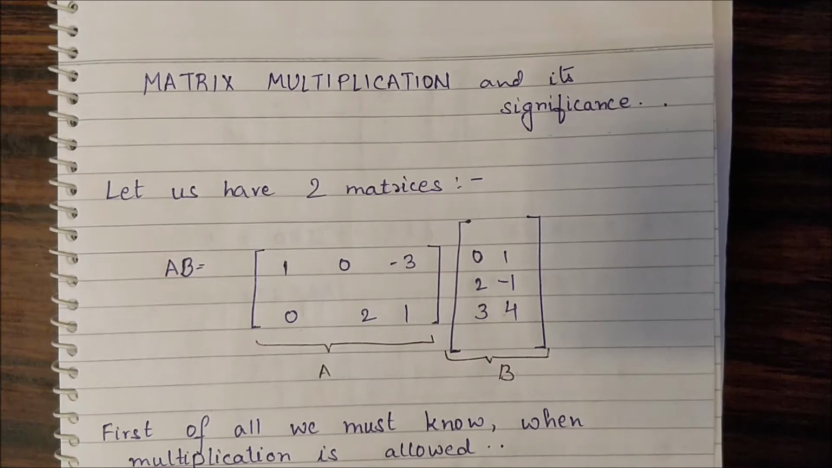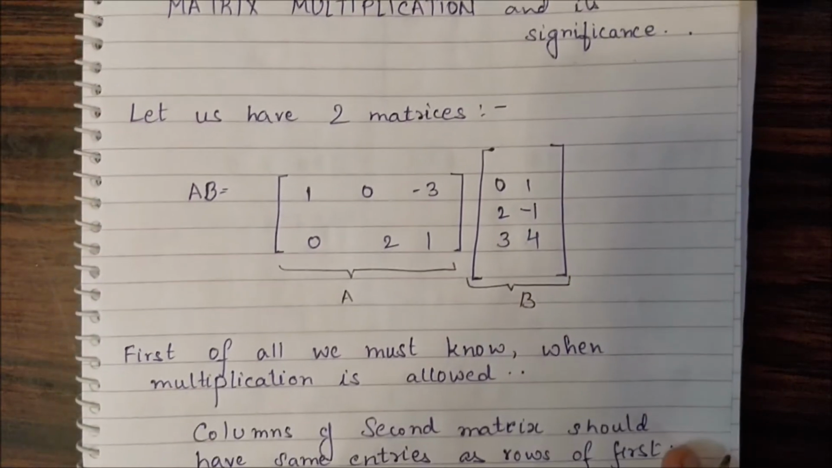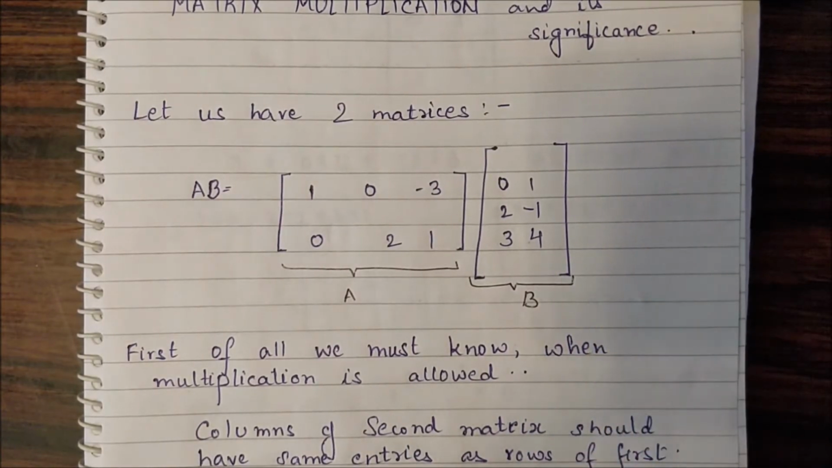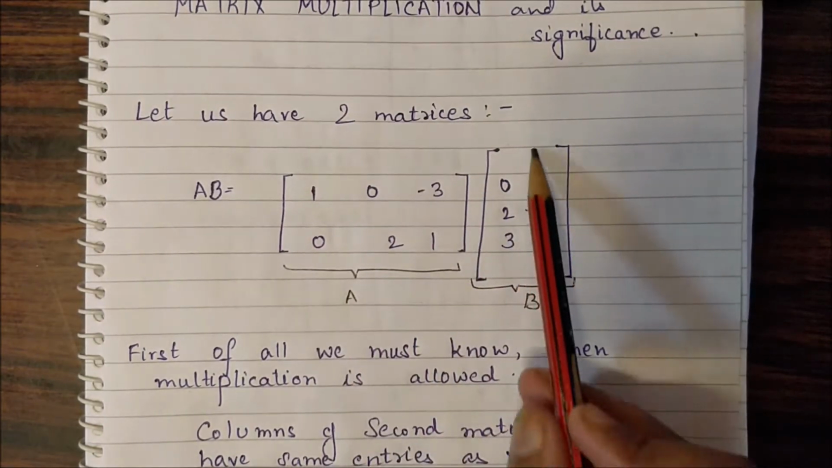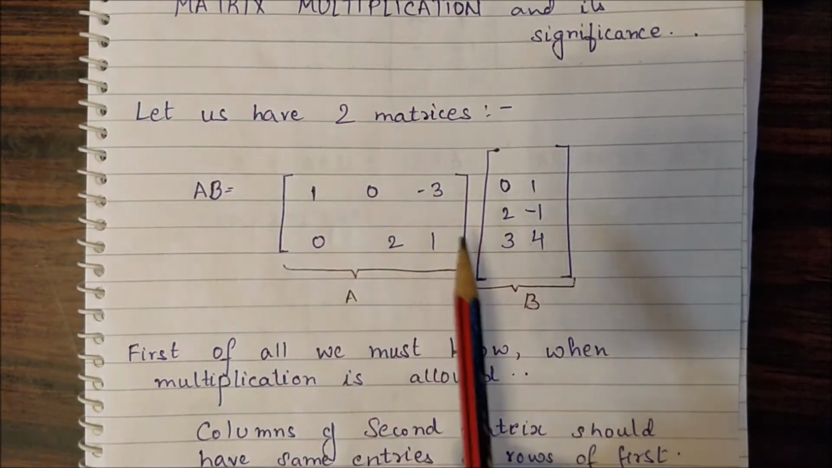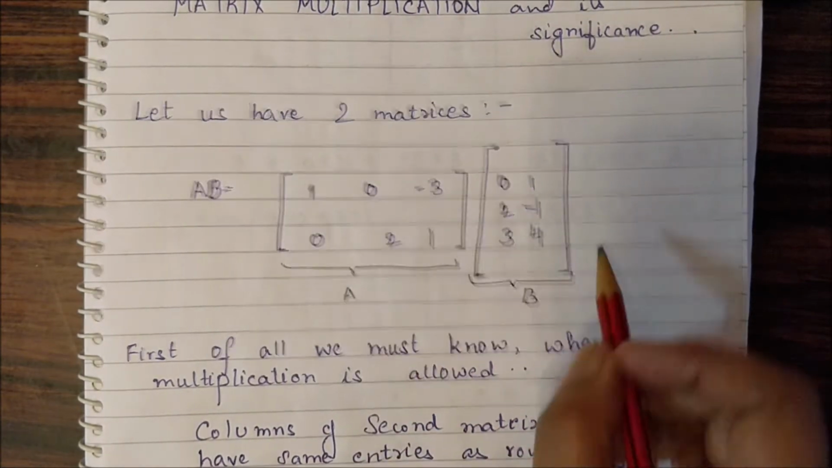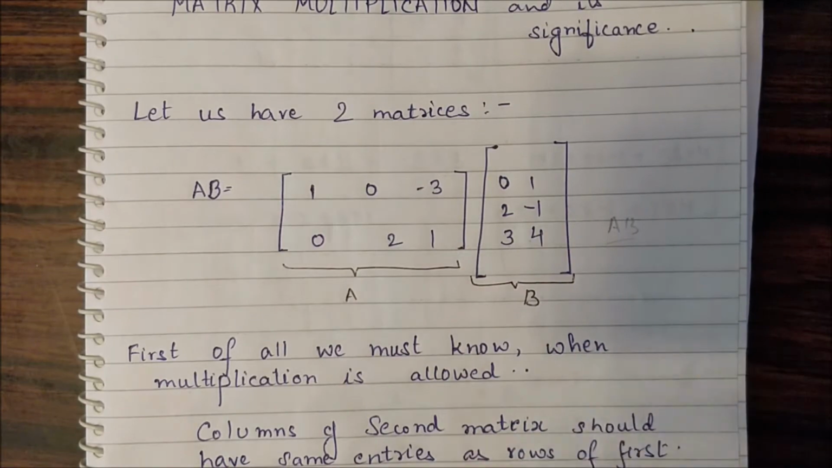First of all, there are certain restrictions while we are multiplying matrices. The thing we should always know is that the columns of the first matrix should have the same number of entries as the rows of the second matrix. That means these are two columns and these are two rows. This restriction is always important. Otherwise, A into B, that is AB, will not exist.